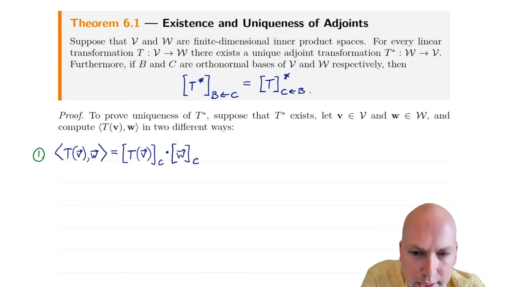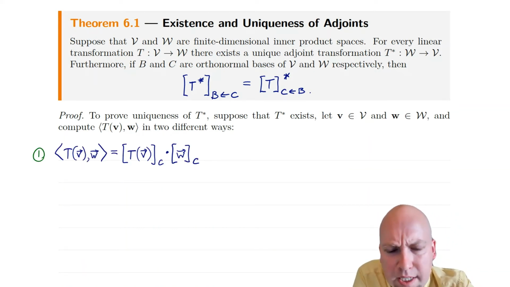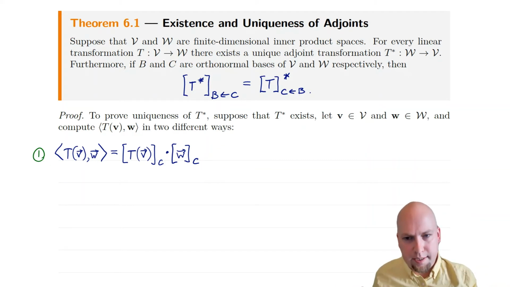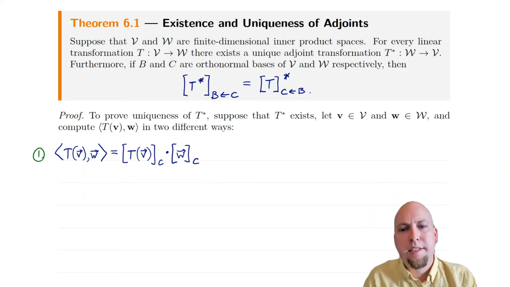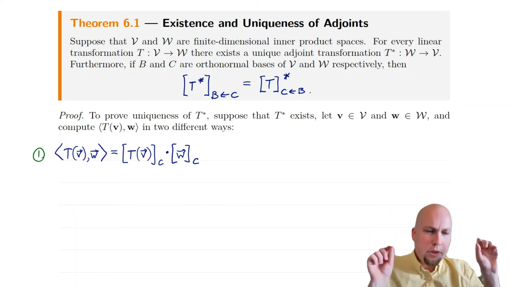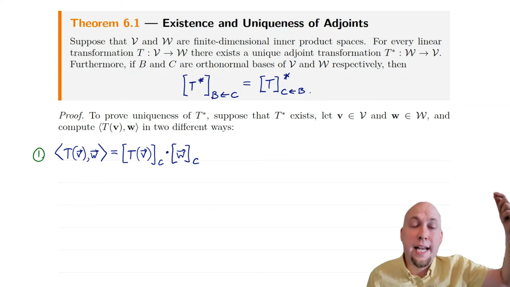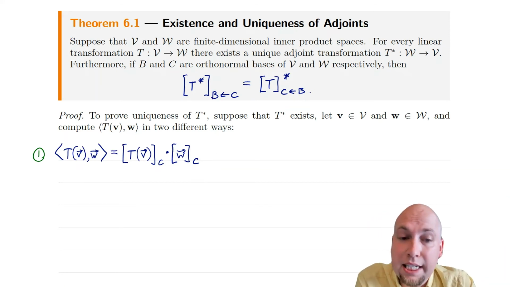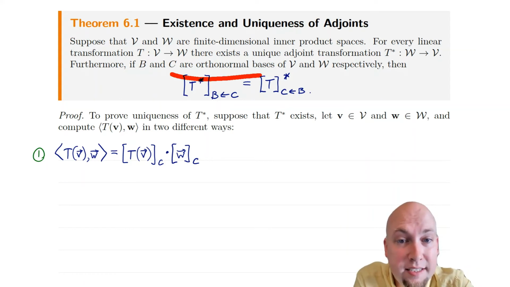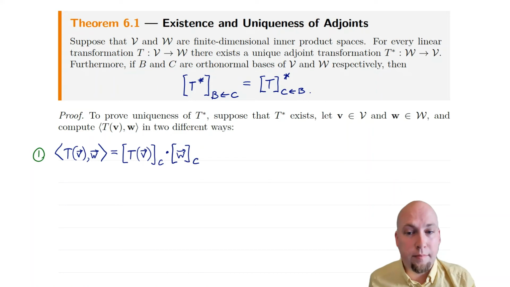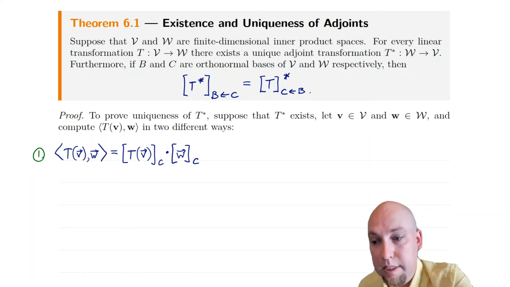There's only one adjoint. The way we're going to do that is we're going to start off by computing this quantity, T of V inner product with W, in two different ways. The first way is to take T of V inner product with W, and say, well, this is nice. I've got a theorem from last week that says every inner product looks like the dot product, as long as you represent things in terms of some orthonormal basis, which I've got here. C is an orthonormal basis. So this is true just via a theorem from last week. Inner products look like the dot product.